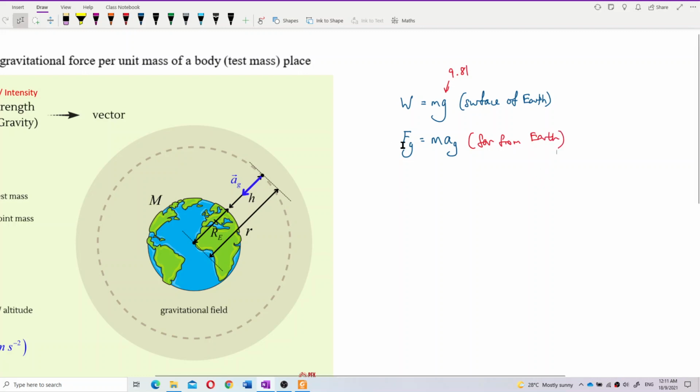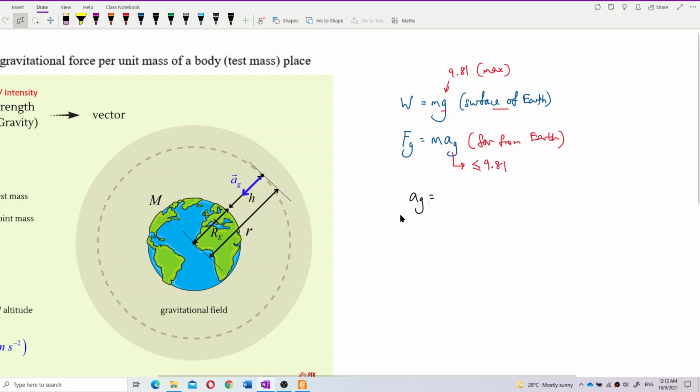When far from Earth, we use this formula, Fg equal to mAg, where this value will be less than or equal to 9.81. 9.81 is actually the maximum value. On the surface of Earth, the gravitational field strength is at maximum. But when you go away from the Earth, the field strength becomes weaker and weaker, less than 9.81. From this formula, later we can derive a formula for gravitational field strength, Ag.